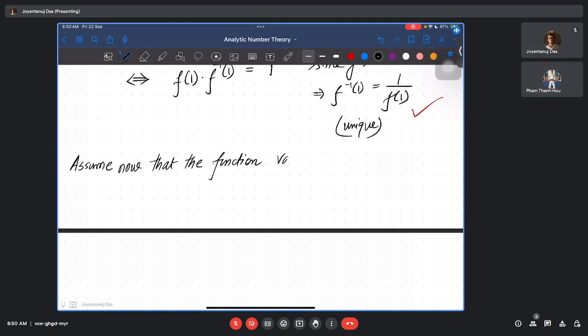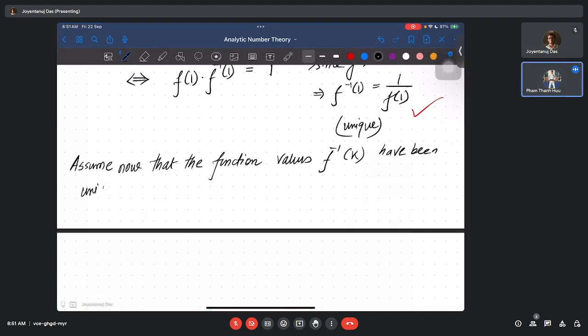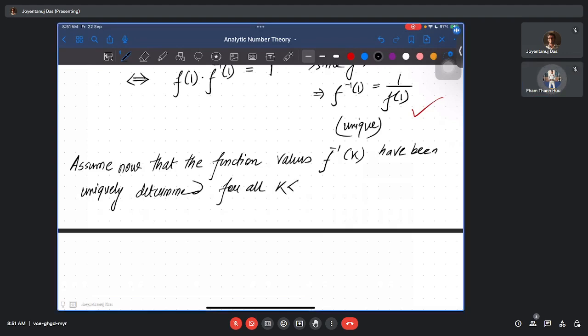There's a function whose values, f inverse of k, have been uniquely defined for all k less than n. So then we solve the equation for the next one, and now we prove for k equals n what is happening.